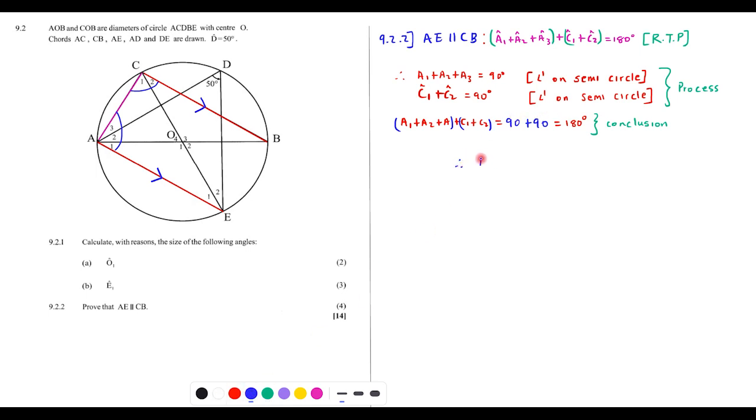Now here you will need to have a reason for this. Earlier, if there were lines that were parallel, we were going to say co-interior angles. But now, because we didn't have lines that were given as parallel, this is basically the reverse of that. So you can say converse co-interior angles. And that is basically how you prove this type of question.